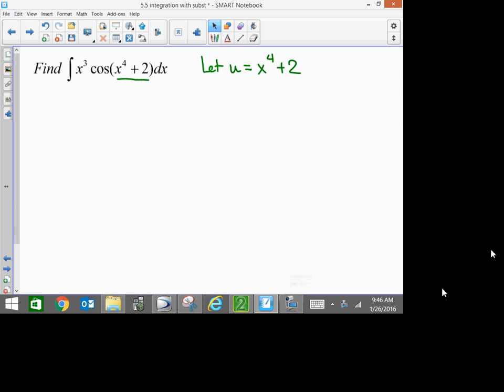All right. Okay. So we're going to let u be x to the 4th plus 2. Again, this is a guess. All right. So here's what we're going to do over here. We're going to find du with respect to x. du/dx then is what? 4x cubed. Okay. Plus 0, right?